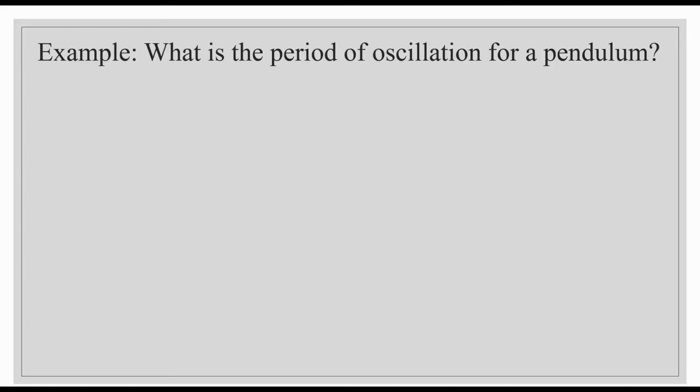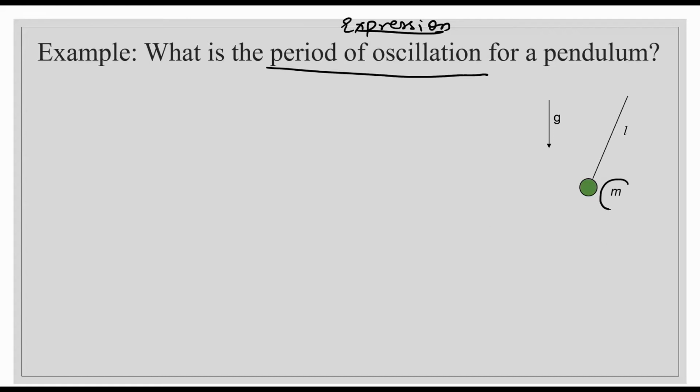Now we will see how we can derive a relationship, or deduce an expression for the unknown quantities. So consider the problem of the pendulum. You need to find the expression for the period of oscillation of a pendulum. This problem mainly consists of three possible variables: the mass of the bob, the length, and the gravitational force. So we have to first list the possible variables.